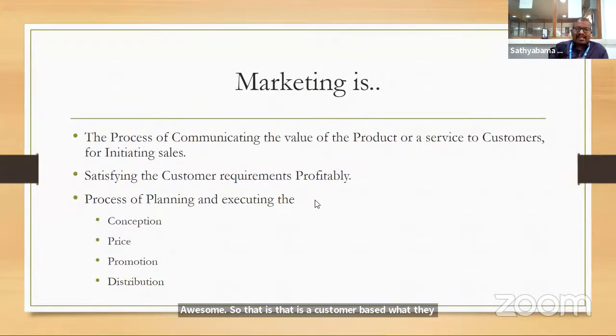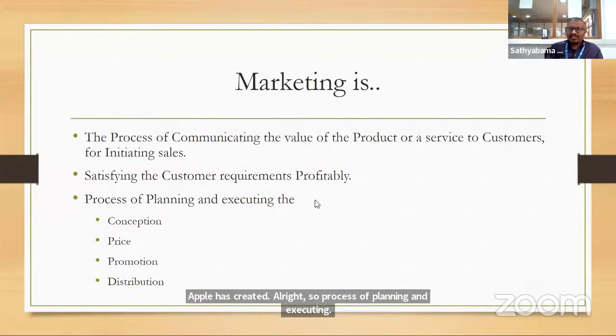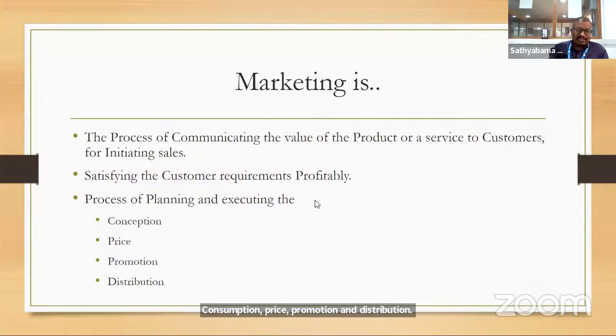The process of planning and executing consumption, price, promotion, and distribution. These are the areas around which the marketing concepts will be revolving. The first thing is the price. India is a nation where we first see the price tag. What is the price of the product? Even if I'm buying a 5 rupees pen, I see whether it's worth 5 rupees. Yes, obviously, price is the first criterion.